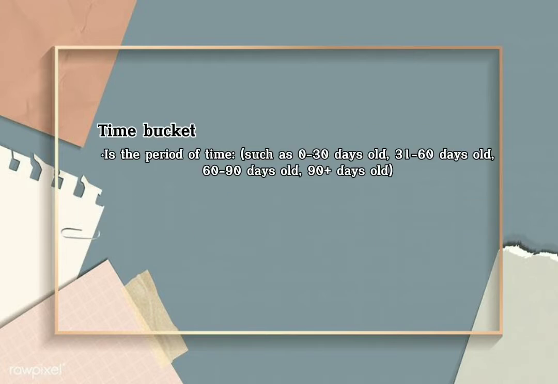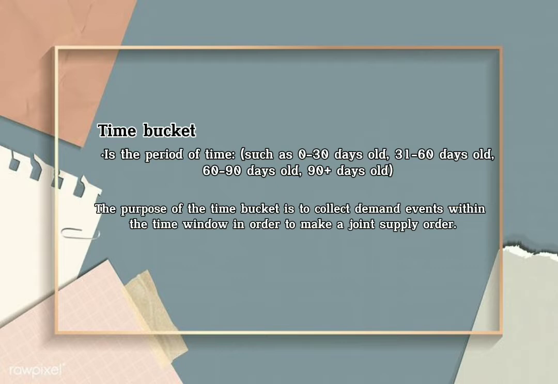Next is time bucket. Is the period of time such as 0 to 30 days old, 31 to 60 days old, 60 to 90 days old, and 90 plus days old. The purpose of the time bucket is to collect demand events within the time window in order to make a joint supply order. And also, time buckets are the particular time frames that you spend doing your everyday tasks, like meetings, exercise, family time, and etc. This may vary slightly depending on your business and the events currently unfolding in your life.